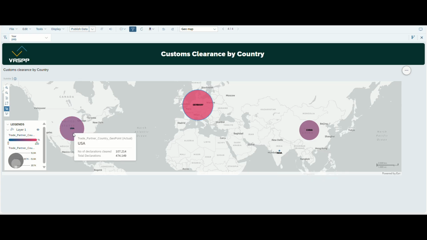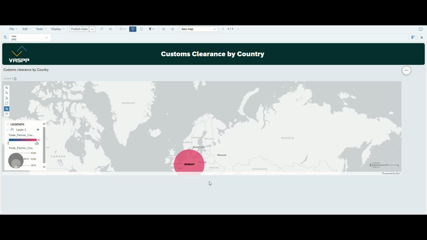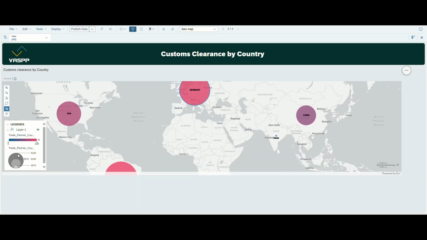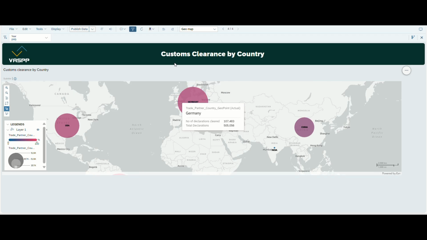Benchmark customs success by geography. Spot high-risk regions that require escalations or process changes. Prioritize digital trade agreements or broker improvements in underperforming zones. This page completes your global trade governance story, enabling better decisions not just within your borders, but across them.